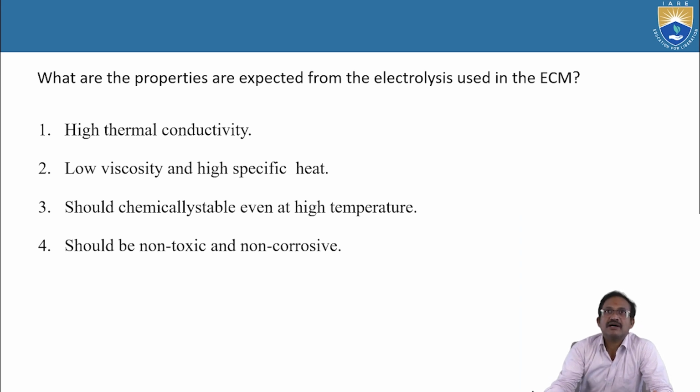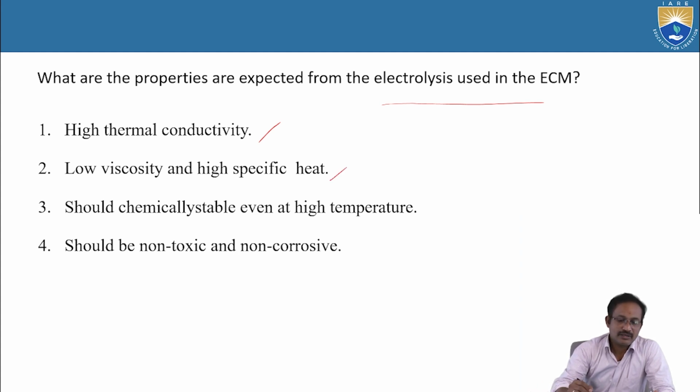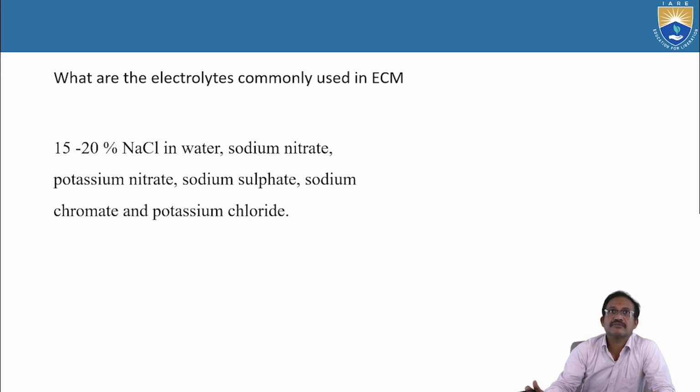What are the properties expected from the electrolyte used in electrochemical machining? High thermal conductivity, low viscosity and high specific heat, should be chemically stable even at high temperature, should be non-toxic and non-corrosive. So these are the essential properties of the ECM electrolyte.